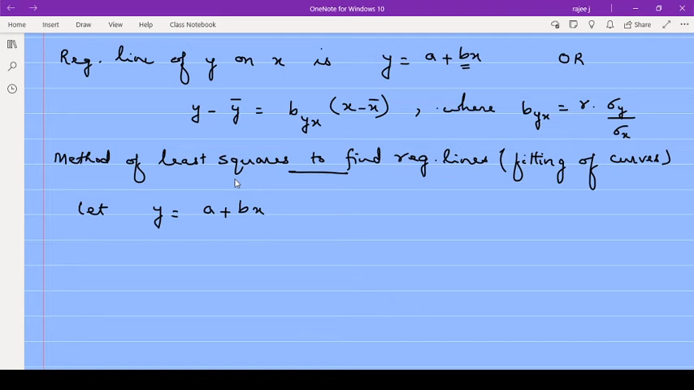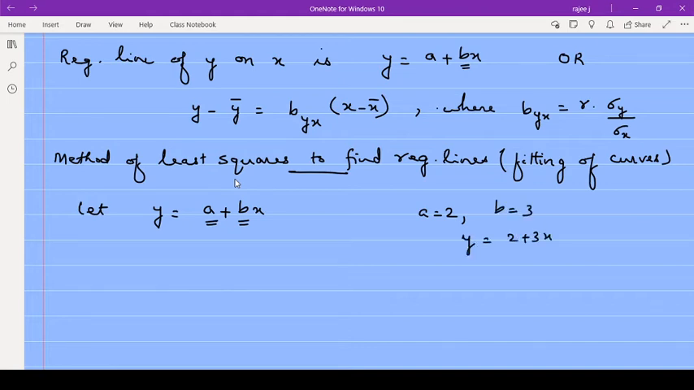Now this method of least squares, why we are doing this, or what we are going to do here is, by this method of least squares we will find the value of a and b. That is the easiest method to find the value of a and b. Once you get the value of a and b, suppose a equal to 2, b equal to 3, then y is equal to 2 plus 3x.